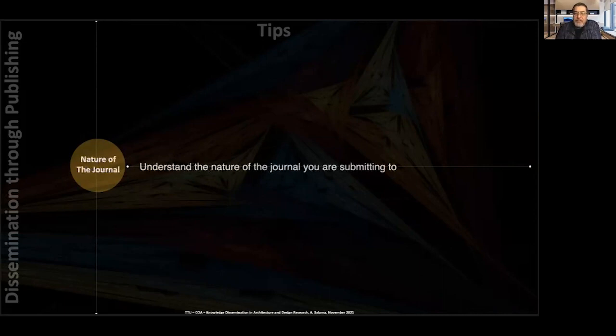An important point to make here is that you really need to understand the nature of the journal and its scope. And that's really very important. Basically, understand what you are submitting to. You can look at recent publications published by the journal, recent authors published in the journal, their profile, where they're from, the nature of the content, whether it's more empirical, more conceptual, more technical, more theoretical. All of these elements are really important.